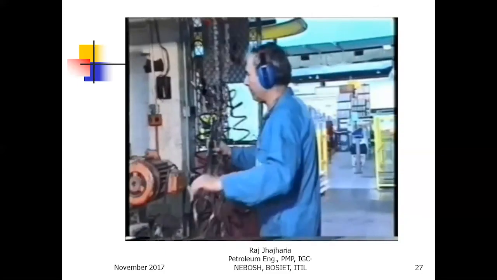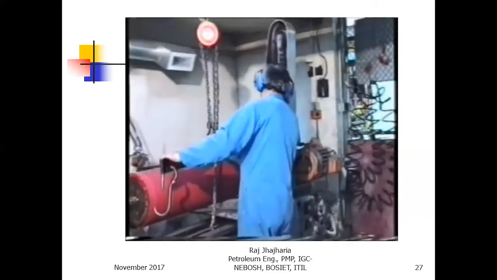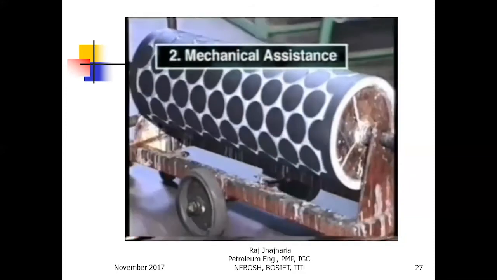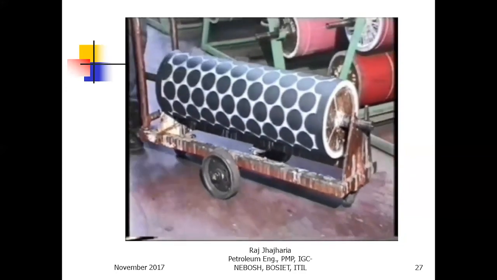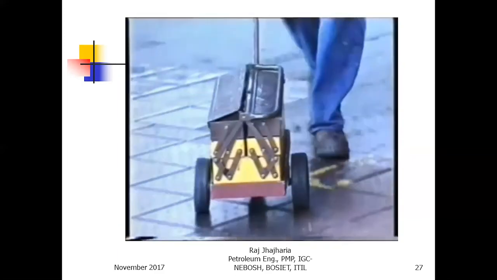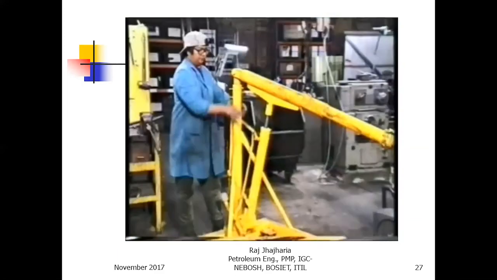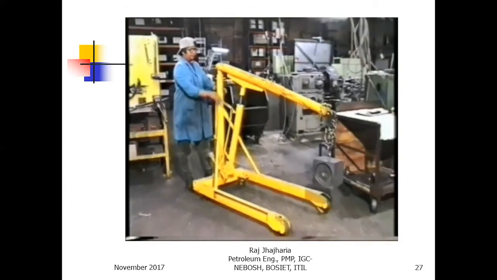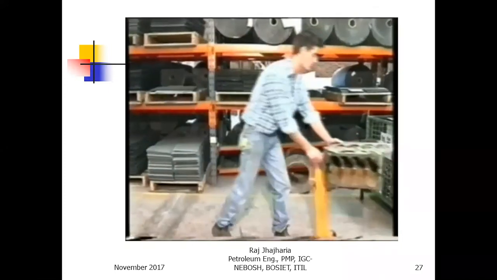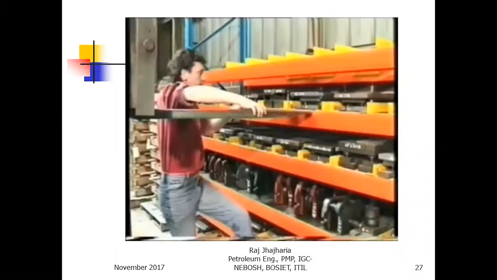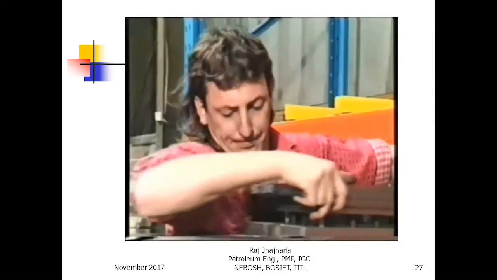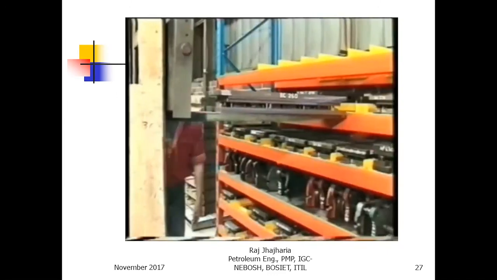The next most effective way of reducing or eliminating manual handling risks is to introduce mechanical assistance or mechanical handling equipment. Here are some common examples. Taking this situation as an example, what measures do you think could be introduced to help reduce the risks?